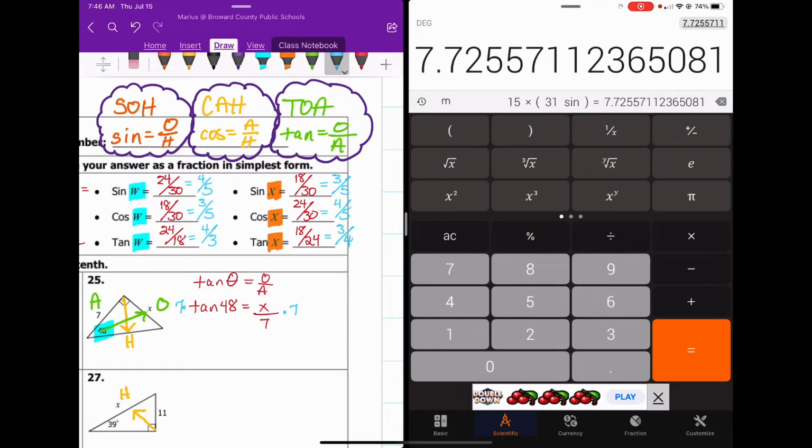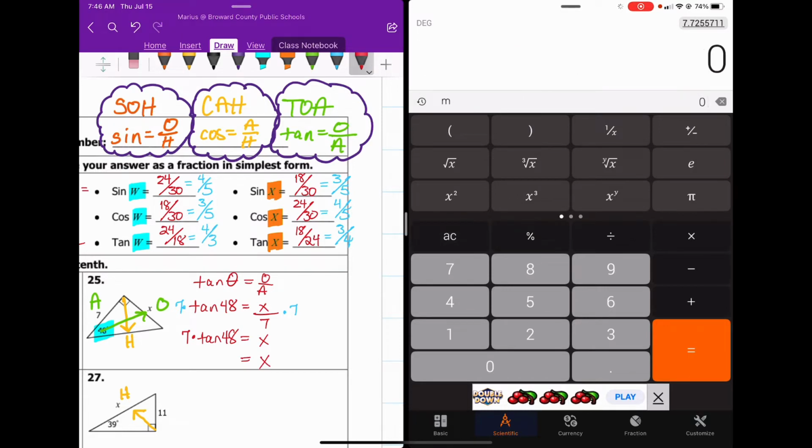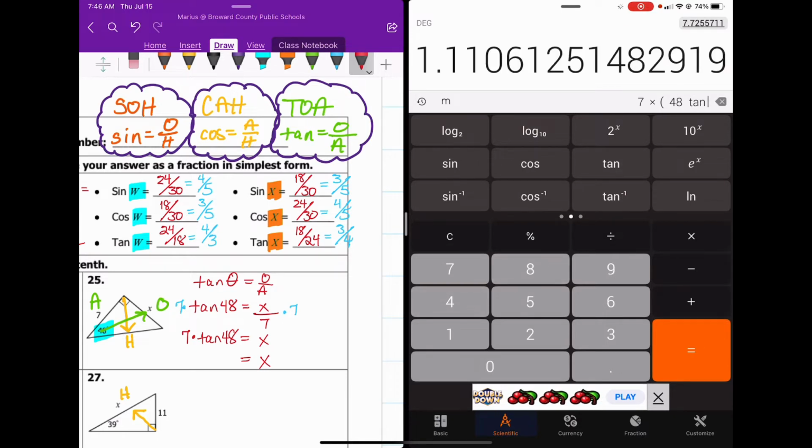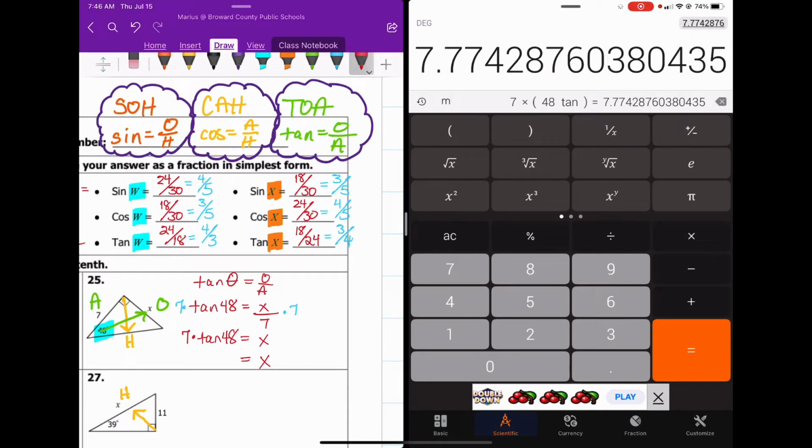Okay, so x is equal to 7 times the tangent of 48. Now if I want to figure that out, first things first, I'm going to clear my calculator. I'm going to type in 7 times, then I'm going to hit parentheses, and I have to type the number that I want to take the tangent of. So 48, and then I have to hit tangent, and I'm going to close it, and then I'm going to hit the equal sign. Okay.